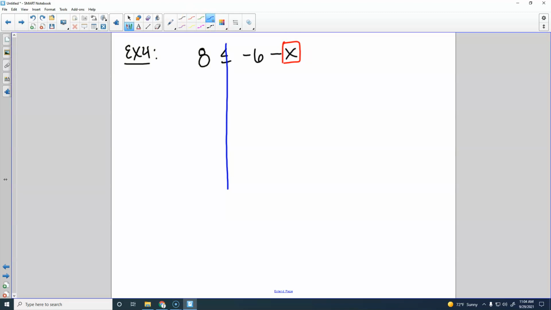Get rid of the 6. Good, and how do I do that? Okay, I'm going to add that 6. Beautiful. So 8 plus 6 is going to give me 14. And make sure right here that you keep that negative. This is a negative x, which I can also think of like it is a negative 1x, right?